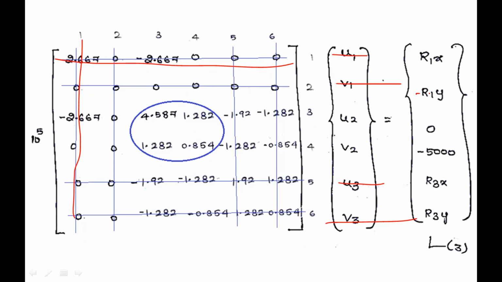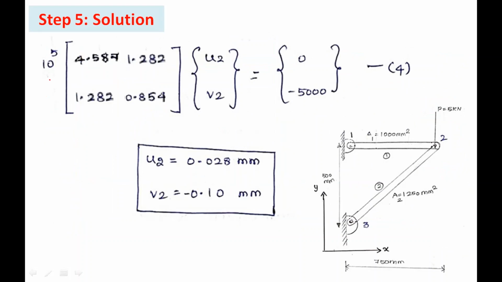And in the right hand side also, after eliminating all these things, the remaining is 0 and minus 5000. It is a 2 by 2 matrix. We can easily solve this 2 by 2 matrix using the calculator. The solution is with 10 to the power 5. So this remaining 2 by 2 matrix, U2 V2 the unknown displacements, and the right hand side 0, minus 5000. We can solve this matrix using the calculator. So when we solve this equation, U2 displacement we are taking 0.028 mm and V2 as minus 0.1 mm.